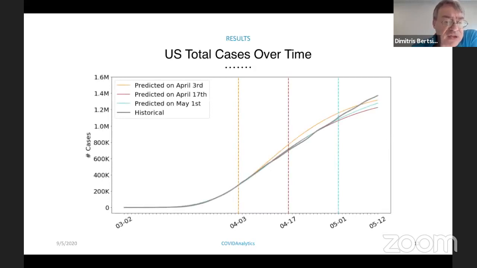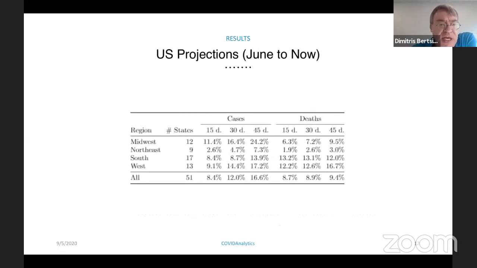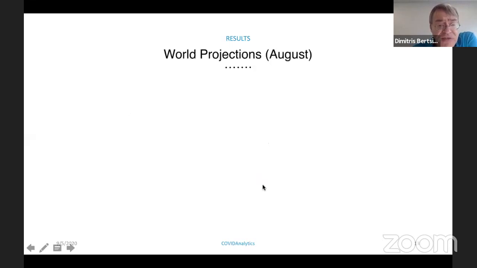Overall, the model has been operational from the beginning of April, and it has held its own. These are predictions made on the 3rd of April versus historical data. We were off by a few percentage points, 5% or so. From June until now, our overall error rate on deaths is less than 10%. On cases, depending on the region, we have been more or less successful.